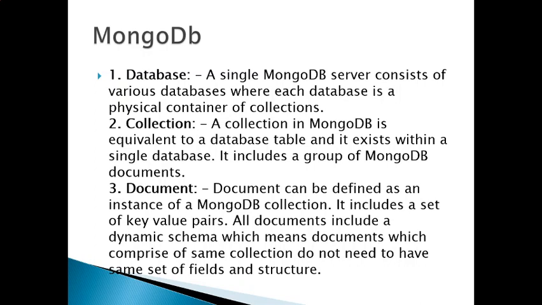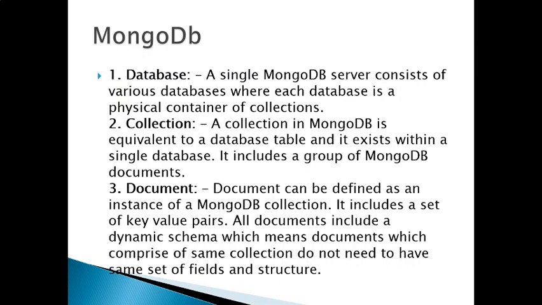But what is a document? A document can be defined as an instance of a MongoDB collection. It includes a set of key value pairs. All documents include a dynamic schema. This is a very important line. I will explain it. It means documents which comprise the same collection do not need to have the same set of fields and structure.